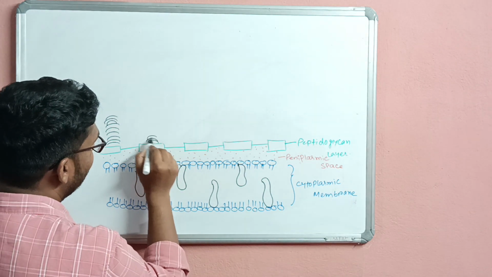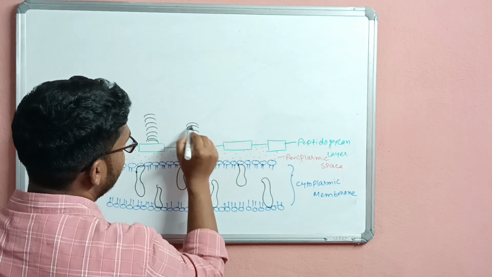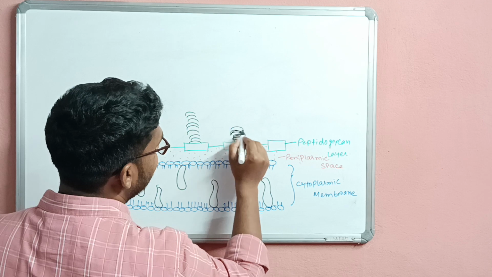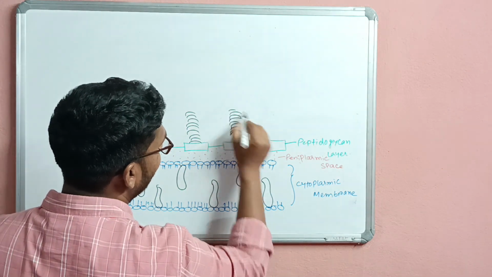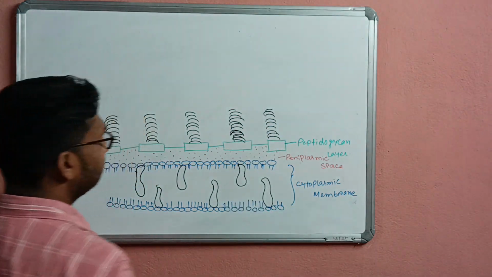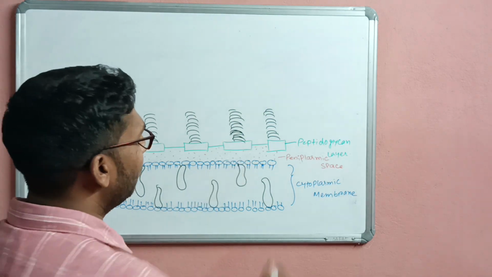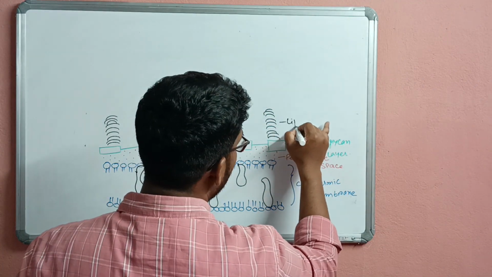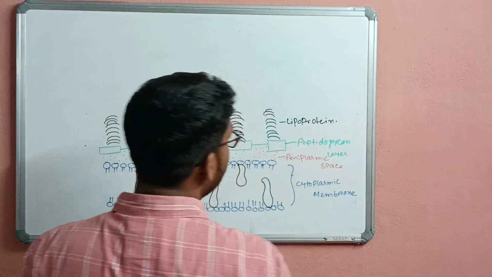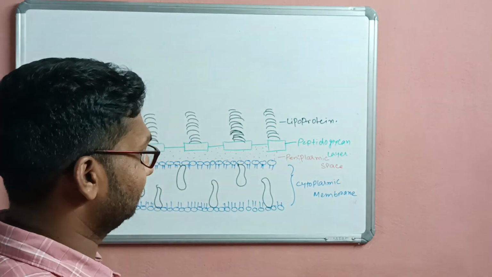This is the lipoprotein. Its molecule is a compound of lipid and protein molecules. Lipoprotein is the second layer of the gram-negative bacterial cell wall. This lipoprotein is closely attached to the peptidoglycan layer.